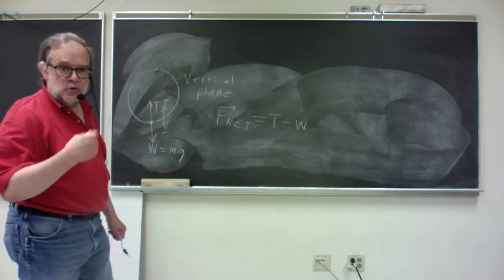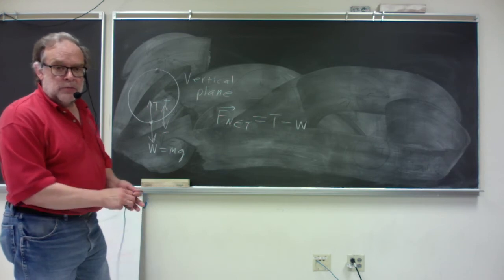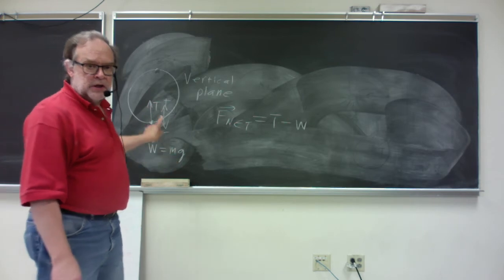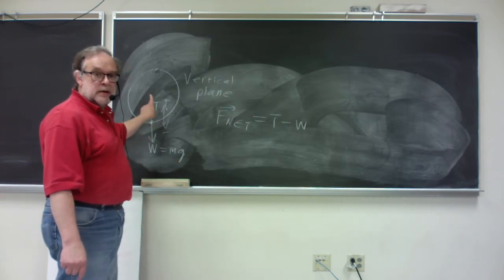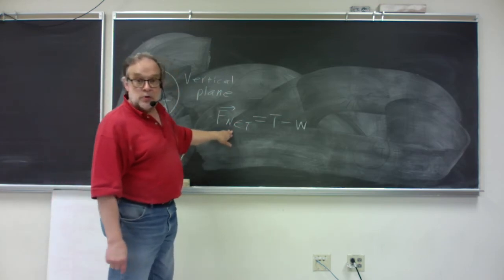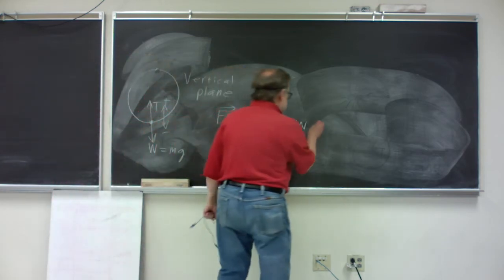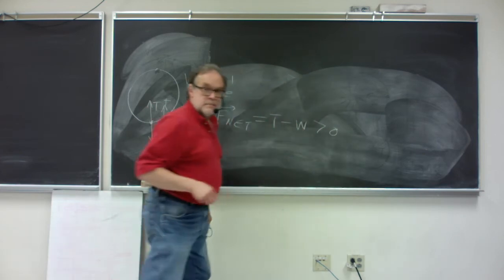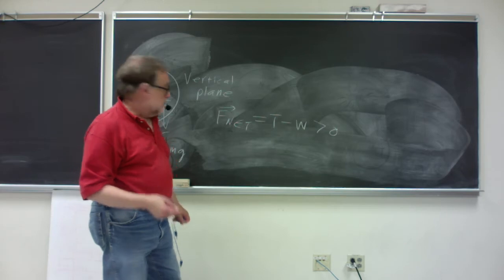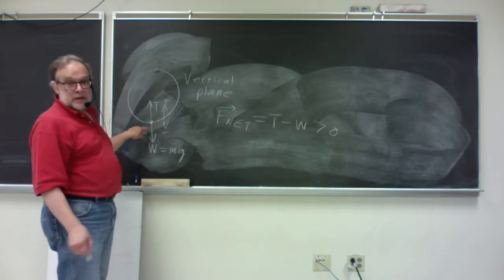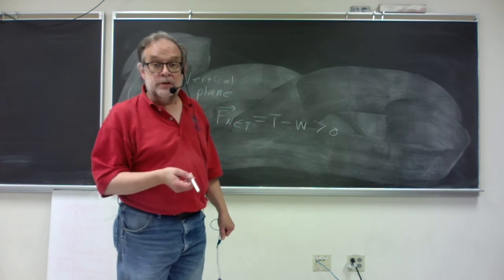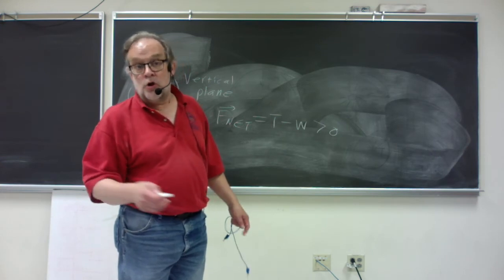But since it is moving in a circle, we know that there must be a net force pointing in towards the center. In other words, we know that the net force is pointing this way in towards the center, which is the positive direction. In other words, the net force is positive. That difference between T minus W is positive, which means at this particular moment the tension in the wire is actually stronger than the weight of the plug.